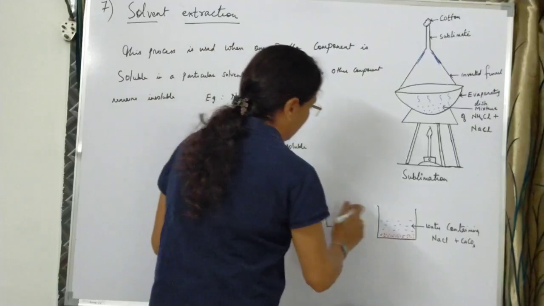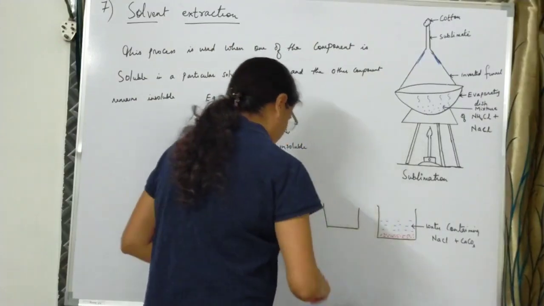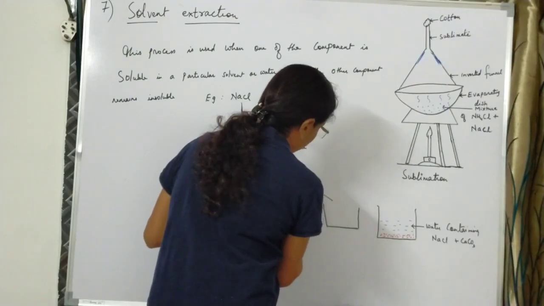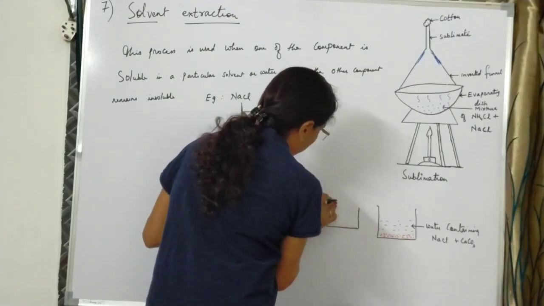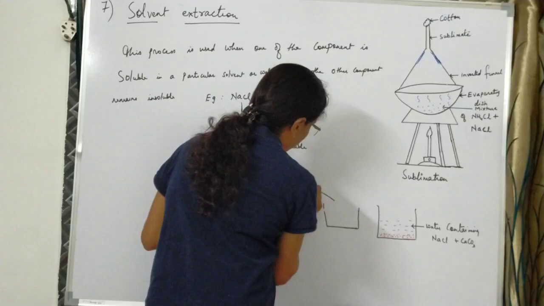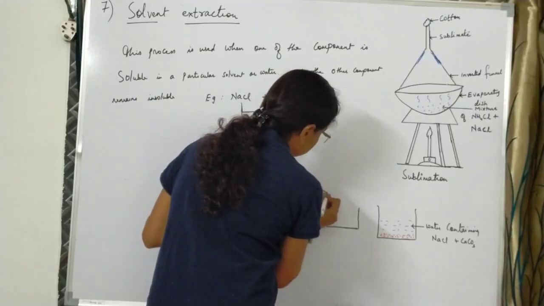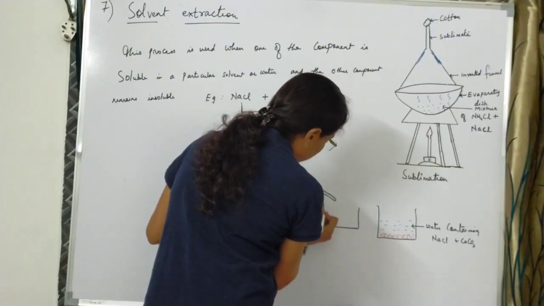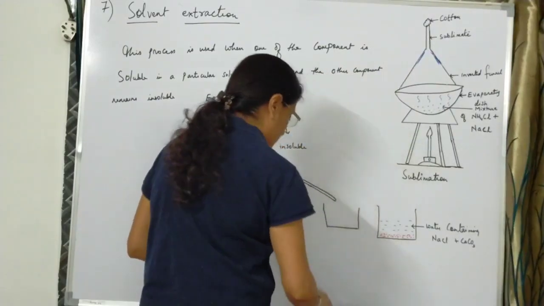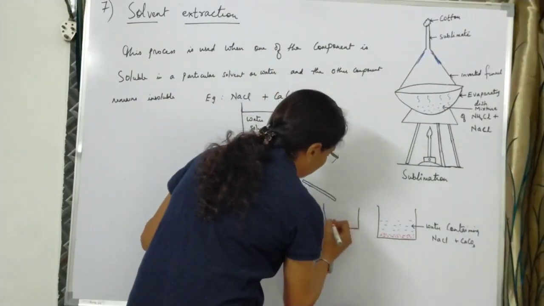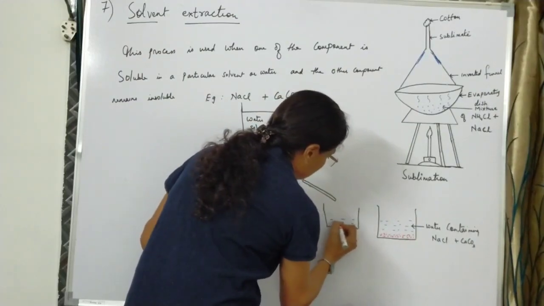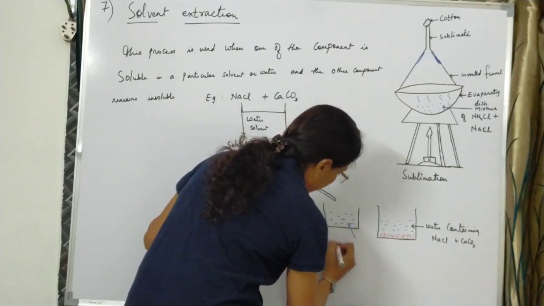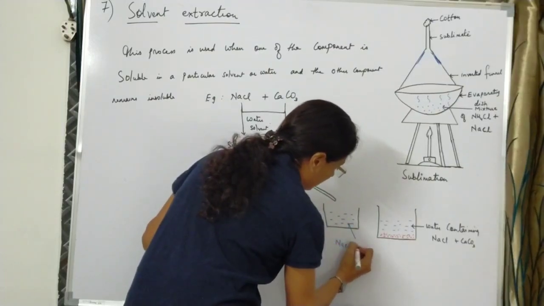And slowly with the help of a glass rod, as I've shown you in the previous videos also, you just pour down this supernatant liquid, the upper liquid containing sodium chloride, into this. So we have our sodium chloride in another beaker. So this contains what? This will have NaCl, that is sodium chloride, plus water.